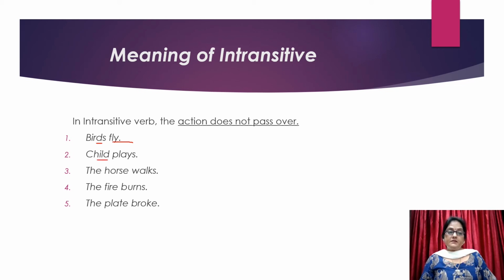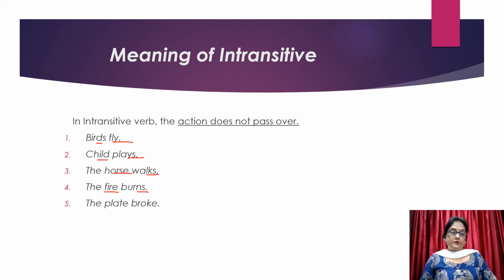Child plays. Plays is a verb here. And here also we can see there is no object. It's a state. So this is an intransitive verb. The horse walks. Horse is the subject. Walks is the verb, but there is no object. Again, this is an intransitive verb. The fire burns. Fire is the subject. Burns is the verb, but there is no object. That's why the action is not passing over from subject to object. Therefore, this is an intransitive verb.